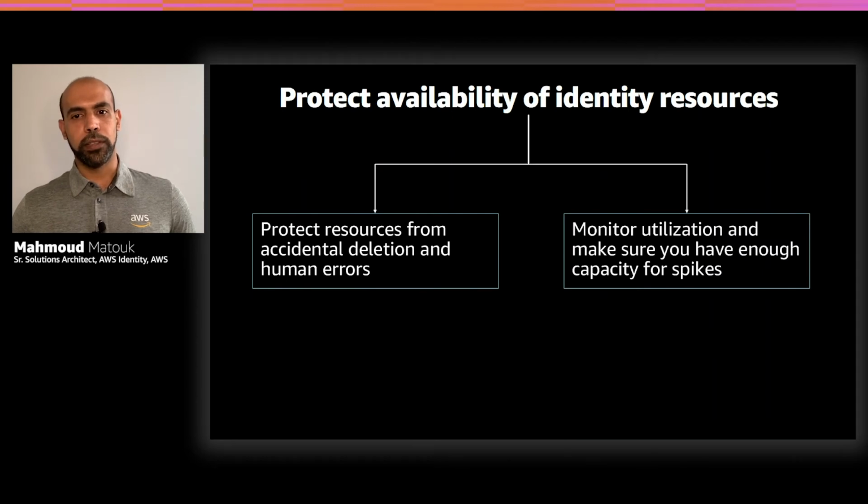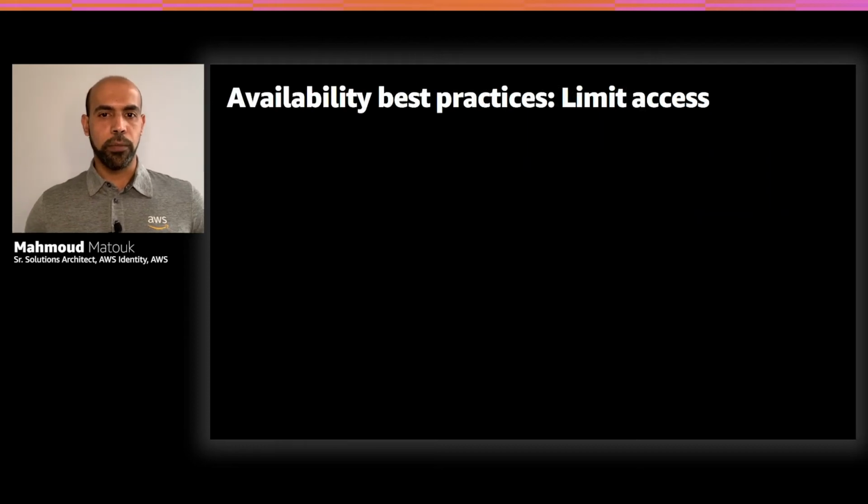The second part to this is making sure that these resources have enough capacity to handle expected volume. Cognito rate limits APIs, so you have to make sure that you are aware of these limits, and your utilization or usage against these limits is according to what you planned for. So let's take it an inch deeper in each one of these. Protecting resources from accidental deletion will always come down to limiting access or controlling who has access to these resources. And for that, I have two best practices to share with you.